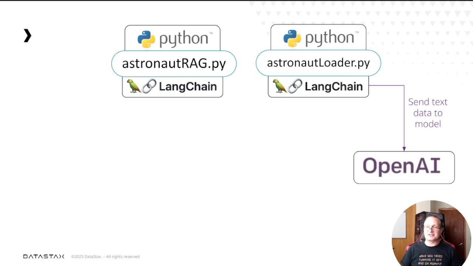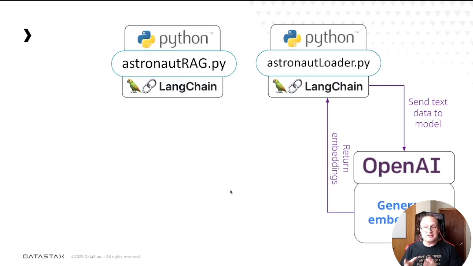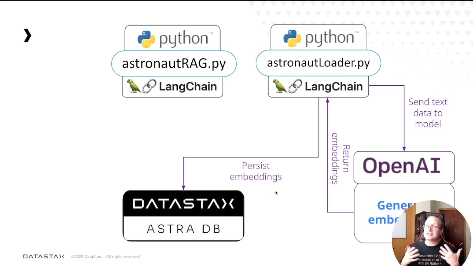So if we start with the astronaut loader, essentially what it's going to do is send text from a raw data CSV file out to our model, which is OpenAI. We're going to use OpenAI to generate our vector embeddings. Those will be returned into LangChain. LangChain will then persist those embeddings into DataStax Astra DB.